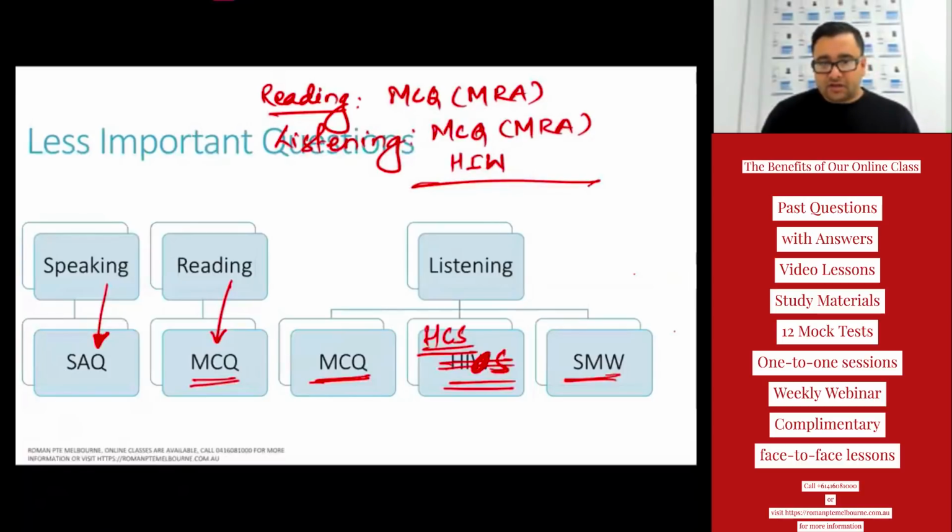Okay, any other questions you have? Okay, I'm getting some messages on Facebook Messenger instead of here. You could have sent me the message here as well.